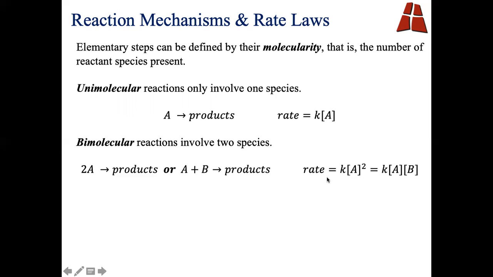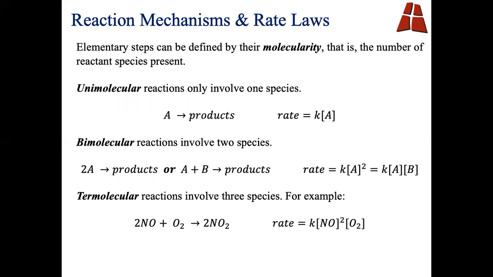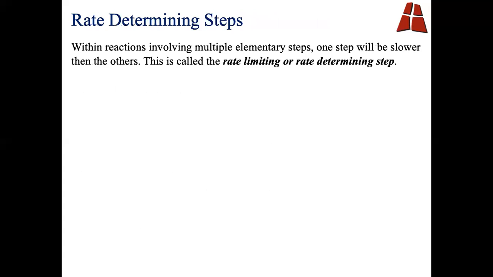So we could say our rate is equal to a rate constant times A squared, or the rate is k times A times B. That would also represent a bimolecular reaction. And then, of course, a termolecular reaction is when we have 3 species involved in our reactants. And so that's an example of a termolecular reaction right there. Right, and again, this is just another way we can describe reactions, in terms of their molecularity.